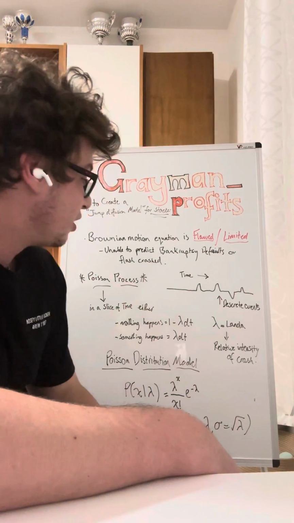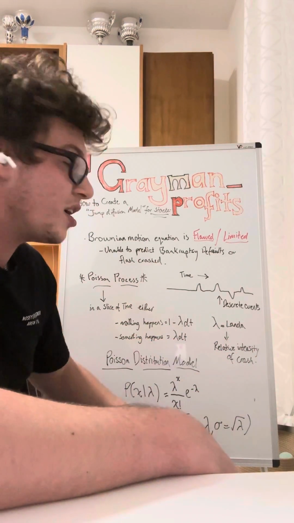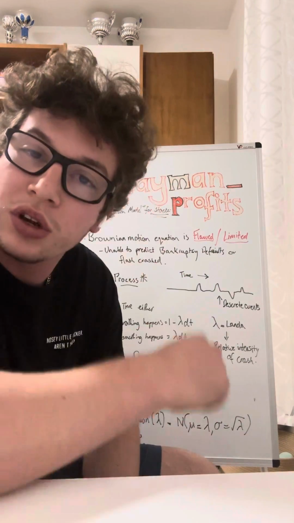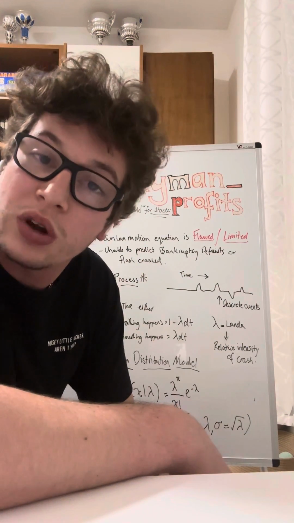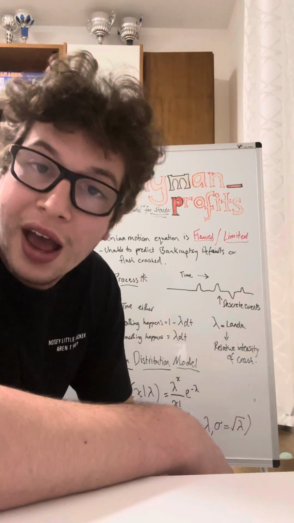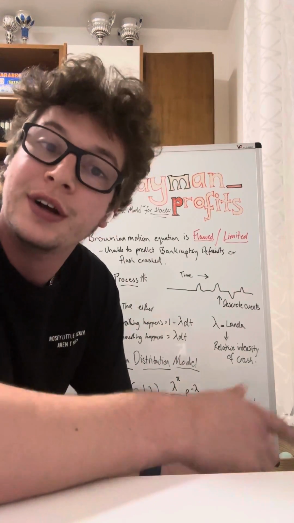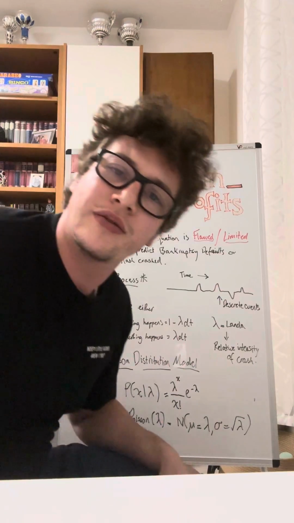What is lambda? So lambda is the relative intensity of a crash. Wondering, okay, what's the probability of it and how large will it be? And it compounds depending on how far back the last crash was. So, what do we do with this information?